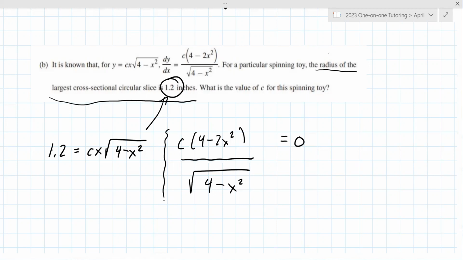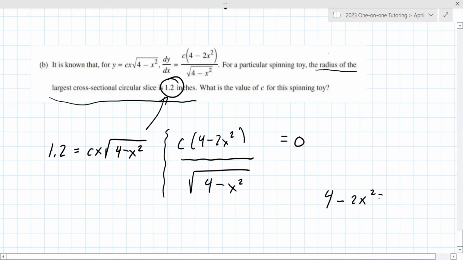Okay, so I believe what you do, going back, you do have to set this equal to 0, the numerator still. 4 minus 2x squared, set that equal to 0. And you find that x equals plus or minus the square root of 2. And you know that it's the positive one. Let me say it that way.